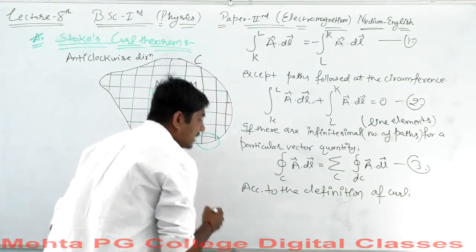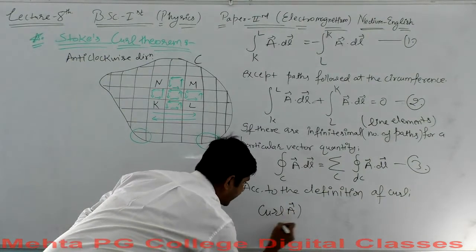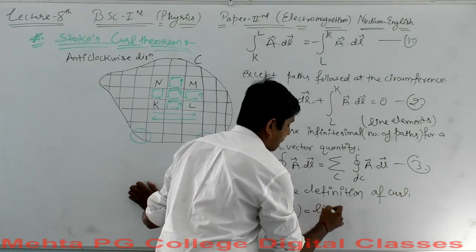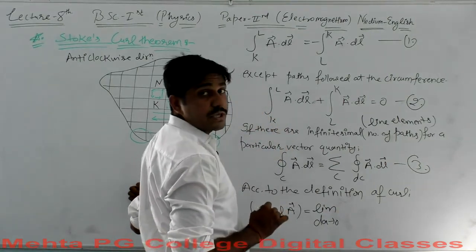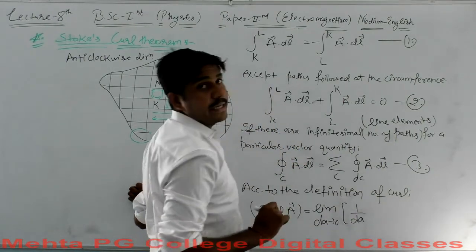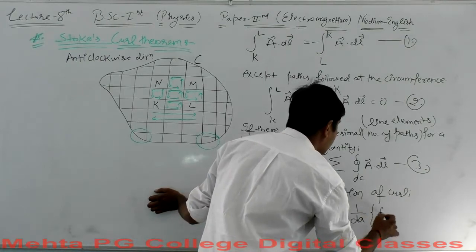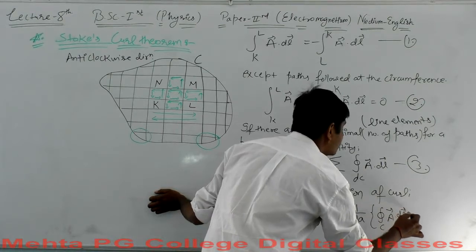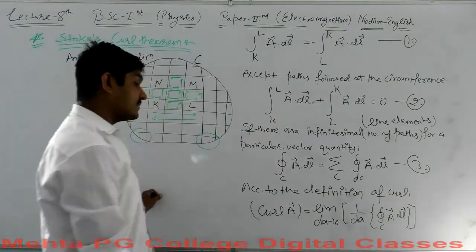According to the definition of the curl, the curl of A vector equals the limit as dA approaches 0 of 1 over dA times a closed integral of A vector dot dl vector. So this is it.